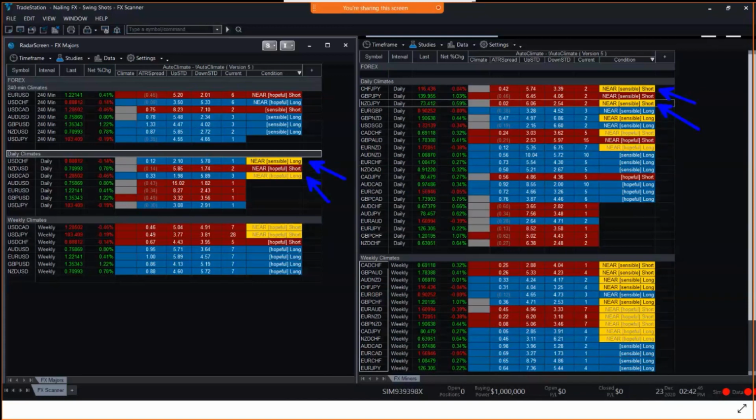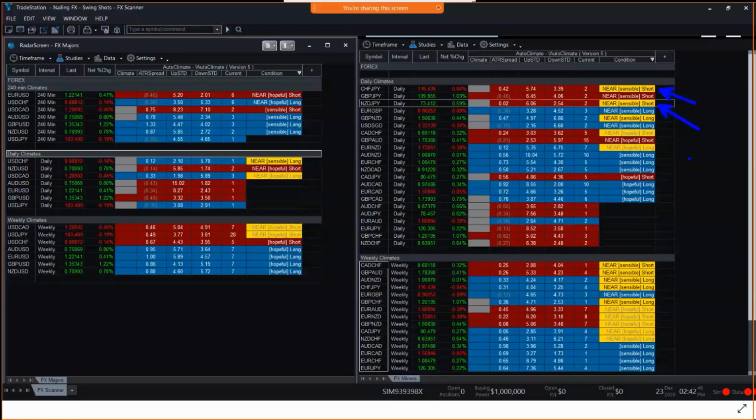You'll see some of them say near sensible short or near sensible long, and some of them will say near hopeful short or near hopeful long. Now, as traders, we want to be sensible. We don't want to be hopeful. Being sensible, by definition, I guess, means being more objective, means the process makes more sense, more sensible, right? We don't want to be hopeful when we're trading. That gets into the realms of being too subjective. So we want to be looking at these yellow boxes, and then we want to be looking at the ones that say sensible.